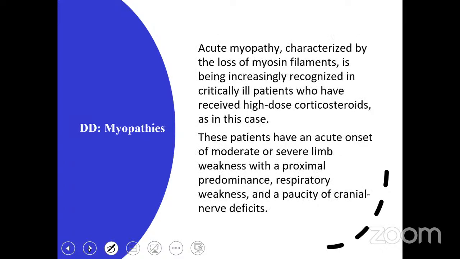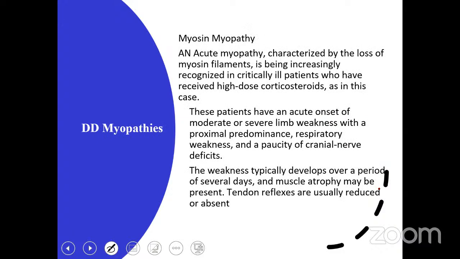So acute myopathy, which is characterized by the loss of myosin filaments, is being increasingly recognized in critically ill patients who have received high-dose corticosteroids, as in this case. These patients have an acute onset of moderate or severe limb weakness with a proximal predominance and respiratory weakness, and a paucity of cranial nerve deficits. So one of the interesting things is myosin loss myopathy: acute myopathy characterized by the loss of myosin filaments is being increasingly recognized in critically ill patients who have received high-dose corticosteroids, as in this case.